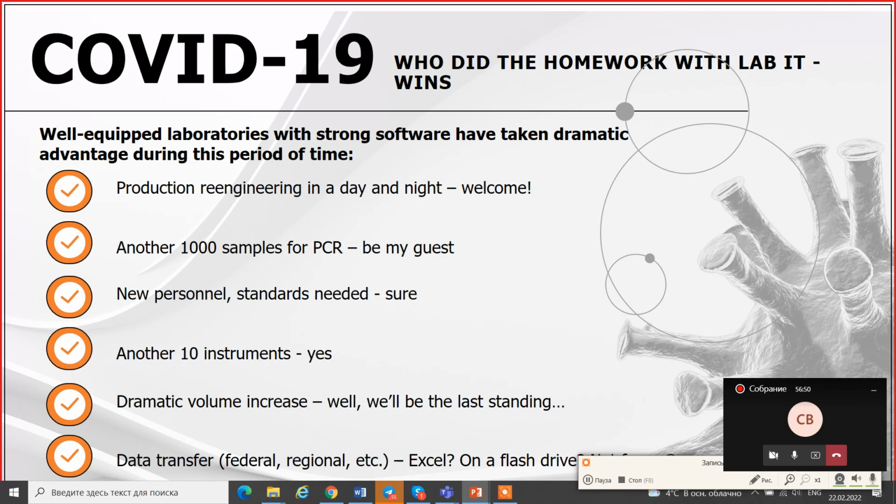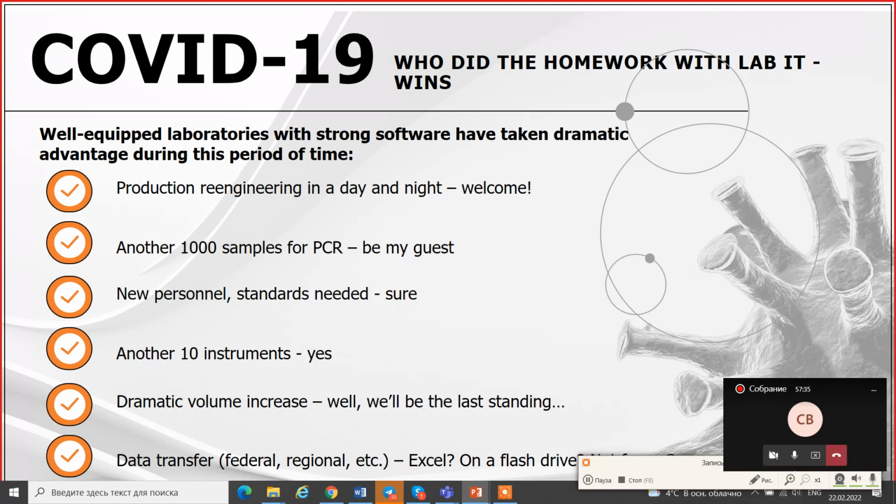But, and this is the final point, whoever did the homework well, who has installed a good laboratory, who has established a good business process, can pass these times much, much easier. And everything I write here is compiled from samples from our customers. For example, in a day and night you have a new infection division in laboratories. Okay, you have software, you have control of it. Yes, of course, you have to solve overtime problems, you have to find personnel, but you are able to control it. Or another 1,000 samples per day for the PCR solution on COVID.